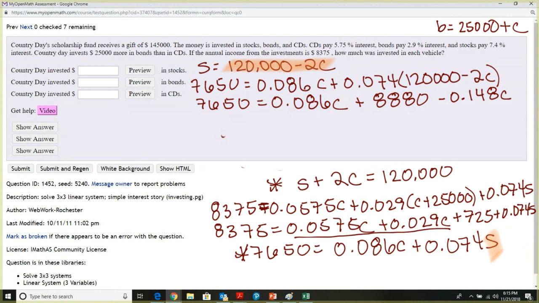So I'm just going to subtract that 8,880 from both sides. So that's going to give me -1230 equals, and then we have 0.086 minus 0.148, which is -0.062 C's, and we'll divide both sides. So C is going to be equal to, we have that 1230 divided by the 0.062. Oh, it didn't come out even, you guys. I bet it was that 12,000.